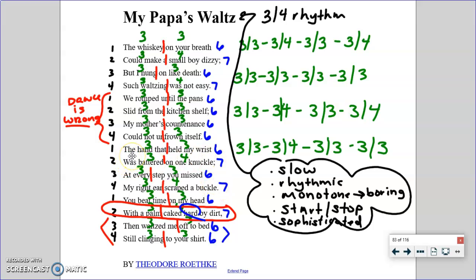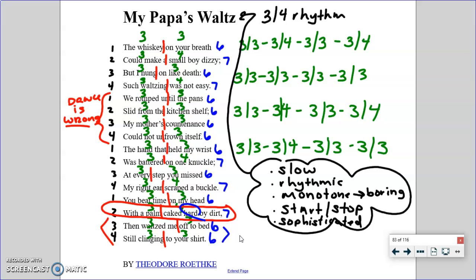Then we go back to our 6-7-6-7 with our next lines 9, 10, 11, and 12. And the dance kind of gets back to normalcy, and then it ends with 6-7-6-6. So again, we see the syllable count has changed in the last 2 lines. Then waltzed me off to bed, still clinging to your shirt. Roethke wants us to pay attention to those 2 lines. So is this a scene where the boy doesn't want to let go of his father because they're having so much fun come bedtime? Or is this a scene where the father is waltzing him, beating him into his bedroom, and the boy is trying to fight back?